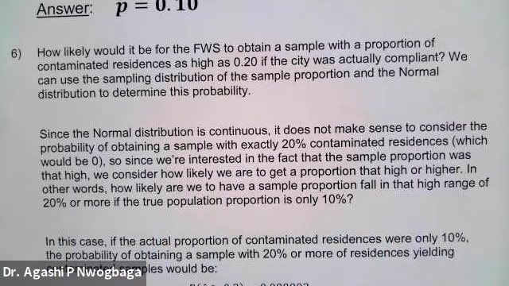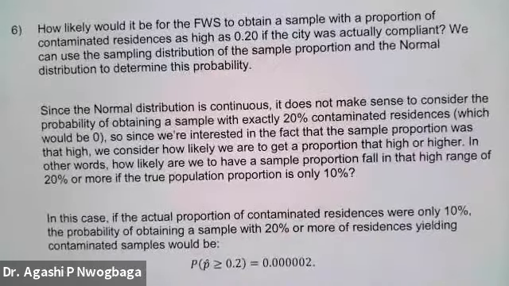In this case, if the actual proportion of contaminated residences were only 10%, the probability of obtaining a sample with 20% or more of residences yielding contaminated samples would be the probability of the proportion being greater than or equal to 0.2, which is 20%. That is 0.000002. Very small, very, very tiny.